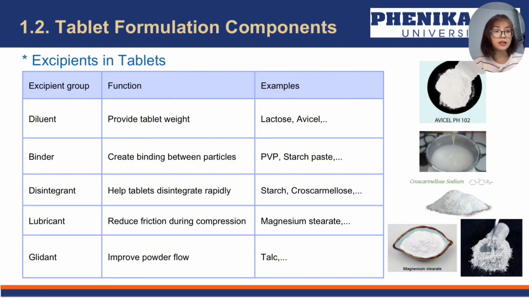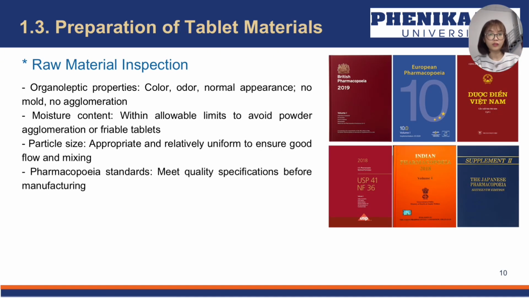Excipient group disintegrant. Function: help tablet disintegrate rapidly. Example: starch, croscarmellose. Excipient group lubricant. Function: reduce friction during compression. Example: magnesium stearate. Excipient group glidant. Function: improve powder flow. 1.3, preparation of tablet material.